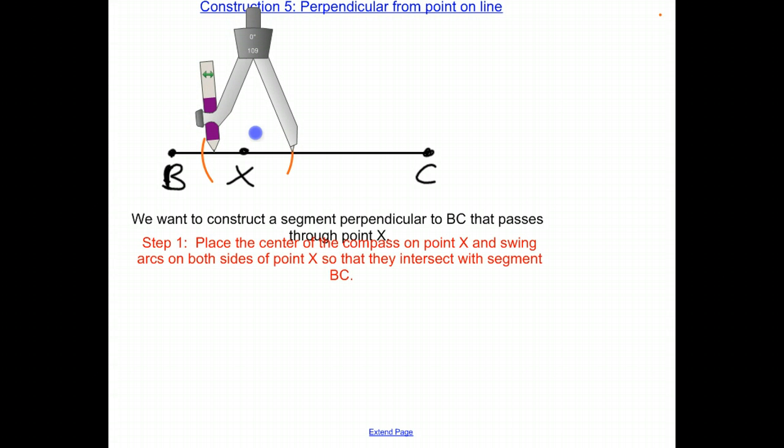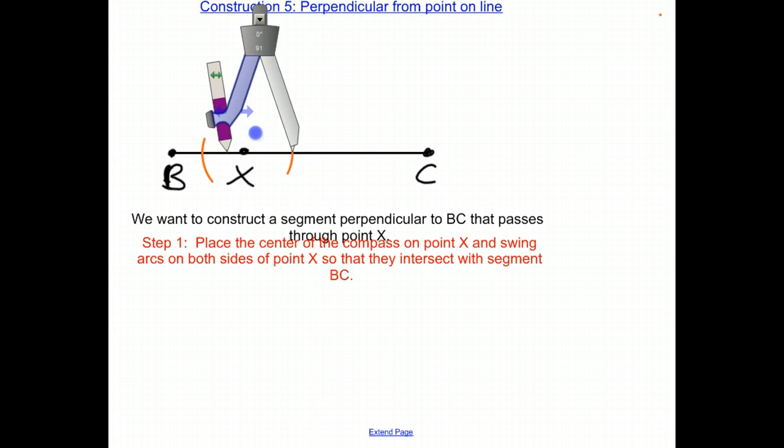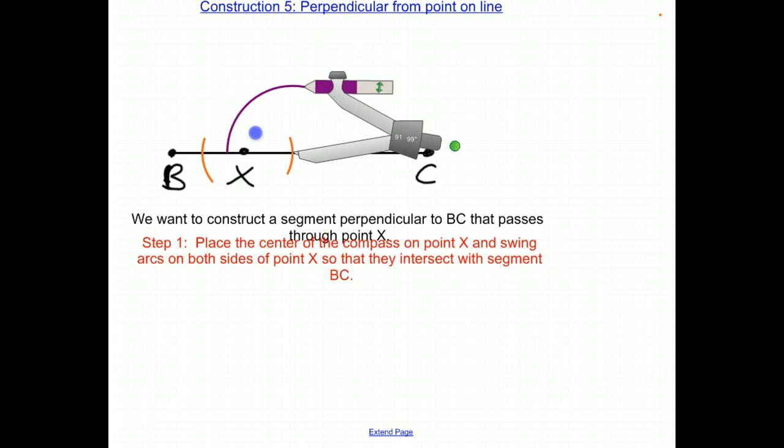I can now swing an arc. If I did this, it would be no good, so we want this measurement to extend past the original point. We're just going to swing an arc. It doesn't actually have to be that long. It just has to reach somewhere above the point X. Going to do the same exact thing from the other intersection.